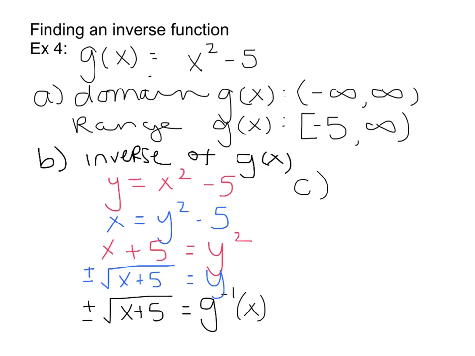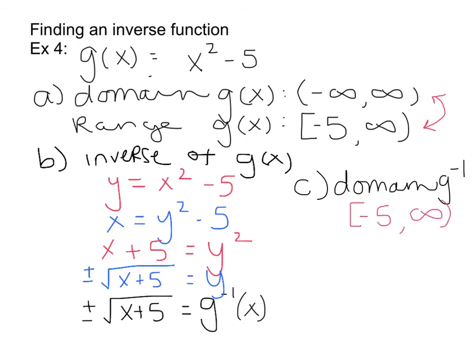Part C wants to know the domain for the inverse now, okay? So as long as you've written down the domain and the range of your original function, all you have to do is swap them. So the domain for the inverse is now negative 5 to infinity. The range for the inverse, again, you swap them, so now it's negative infinity to positive infinity.